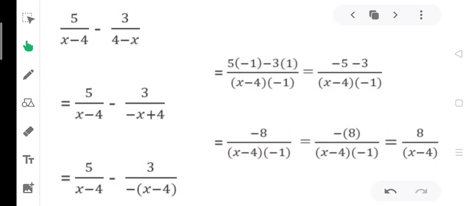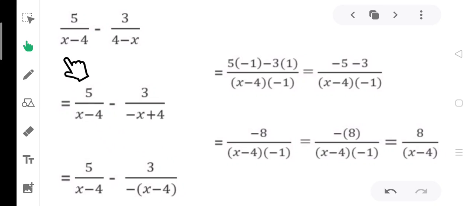Okay, another one. We have 5 over x minus 4 minus 3 over 4 minus x. The 4 minus x here can be rewritten in this form: the variable first and then followed by the constant. So we have negative x plus 4, this one positive 4. Okay, and then just copy all the rest, and then factor the denominator.